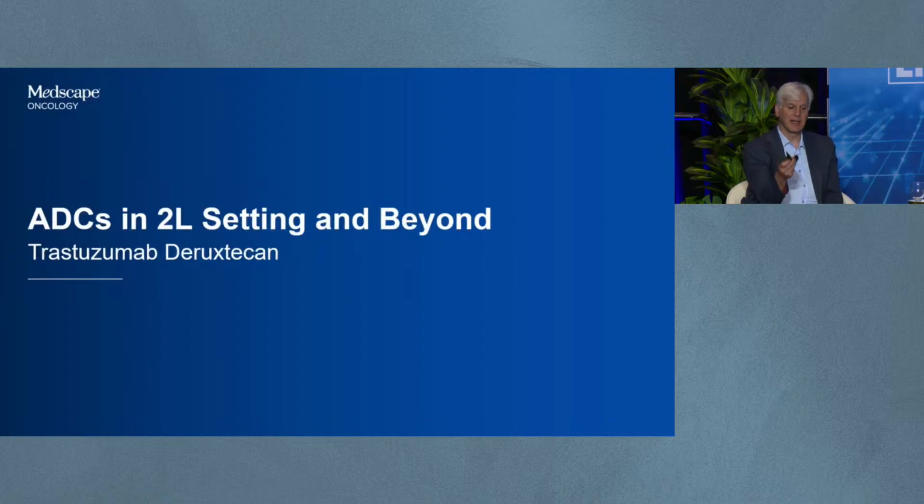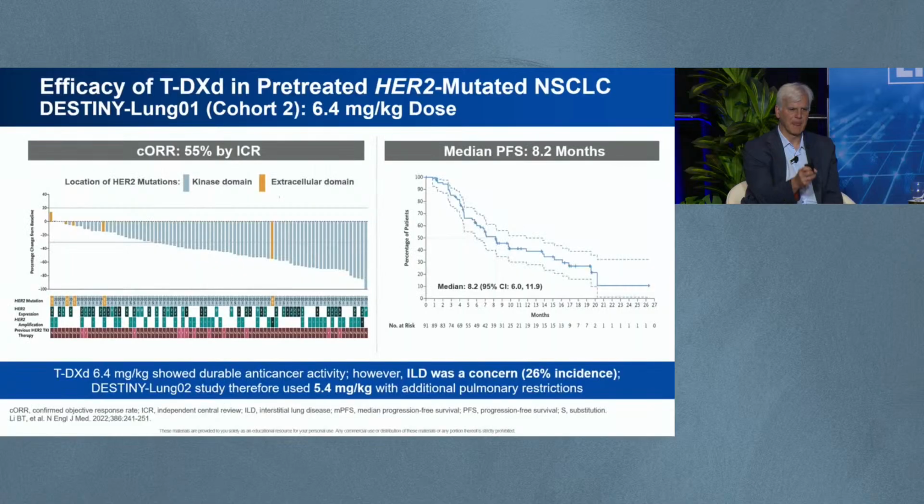So let's talk about the ADCs in the first place, very specifically starting with trastuzumab deruxtecan. And here you can see the original results from the DESTINY-Lung01 trial. This is a trial that kind of replicated experience from the earlier breast trials, looking at the dose of 6.4 milligram per kg for patients with pretreated HER2-mutated non-small cell lung cancer. And what you can see here is a very impressive overall response rate of 55%.